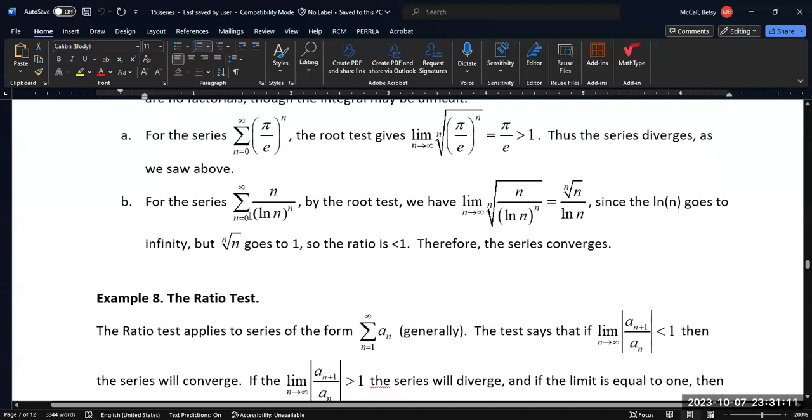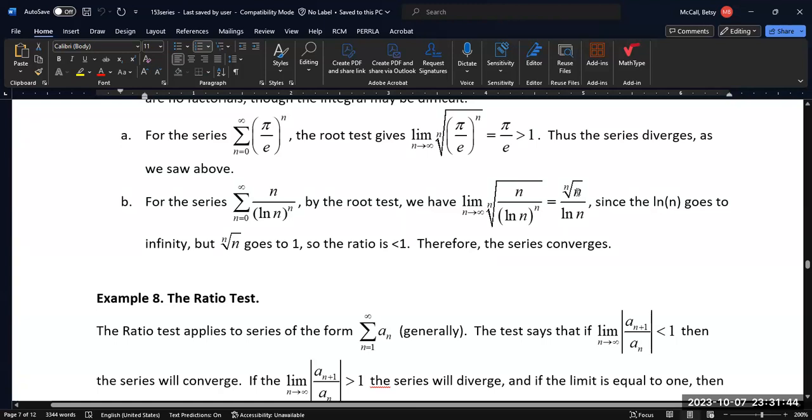Now, we have something more complicated like this, which has something raised to the nth power, and we might try this in the root test. So we take the limit of the nth root of n over log n to the n. And using our properties of limits, we can distribute this nth root to the numerator and the denominator separately. That will cancel the nth power in the denominator, and we'll be left with the nth root of n in the numerator.